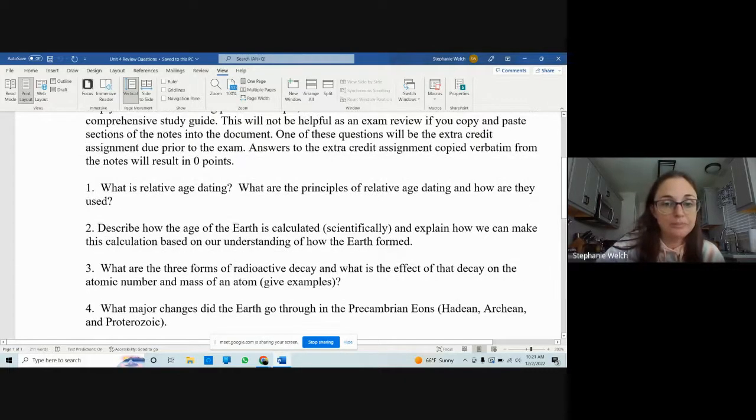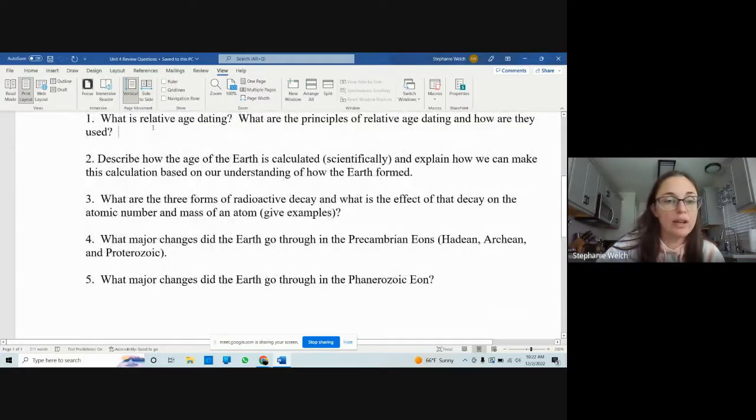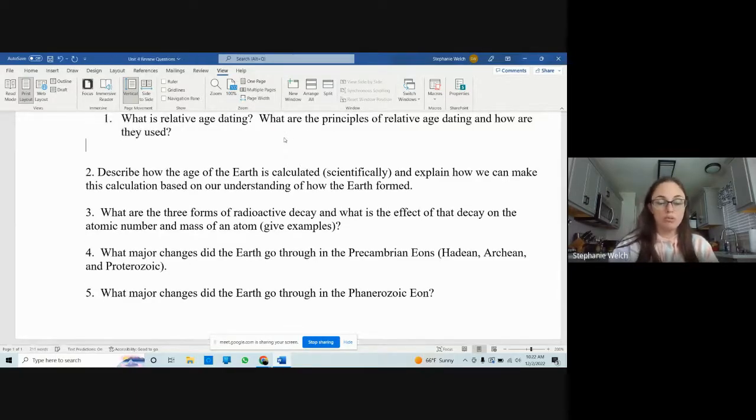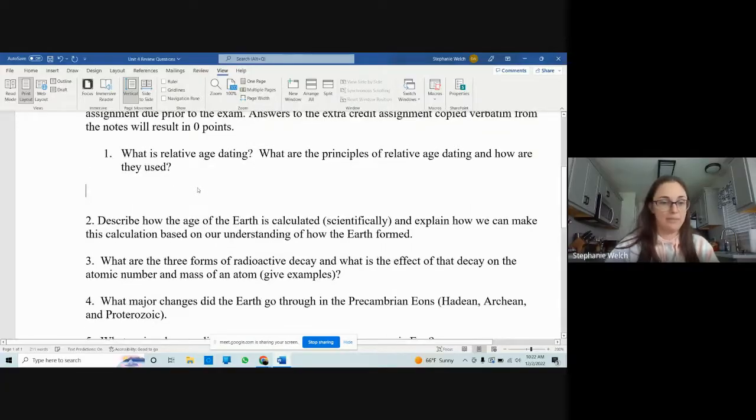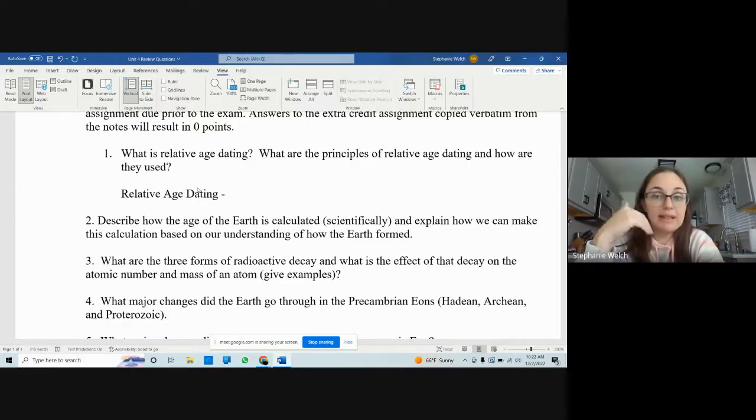So first question here is, what is relative age dating? And then what are the principles? How are they used? So relative age dating is the process of putting things in sequence, putting these events of Earth history in sequence so we can start to be able to tell the story.